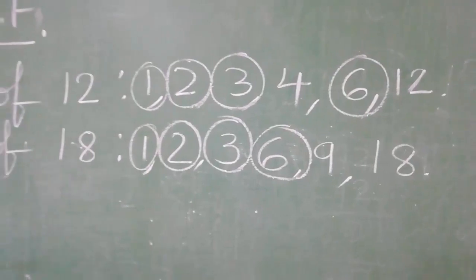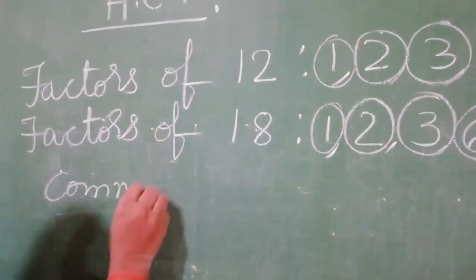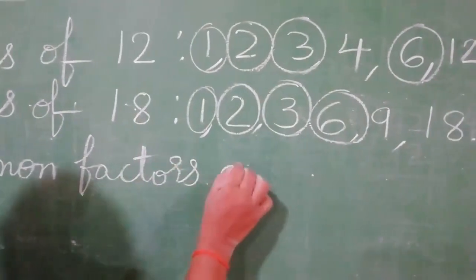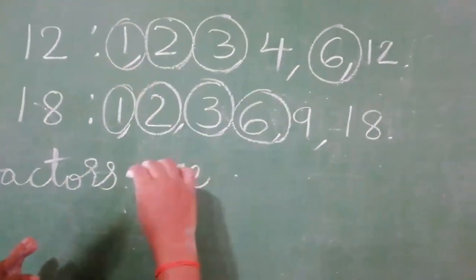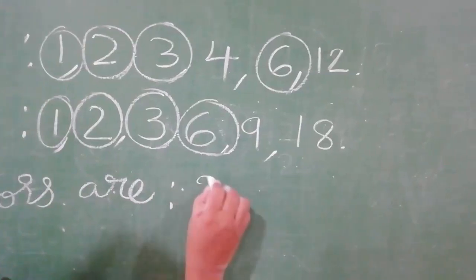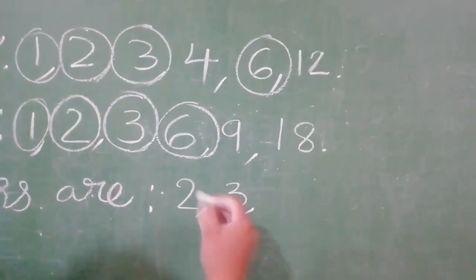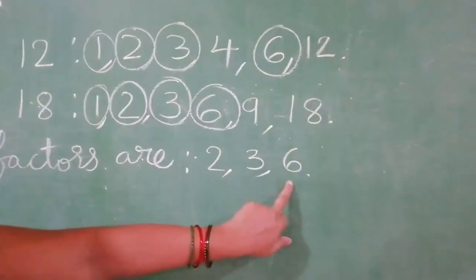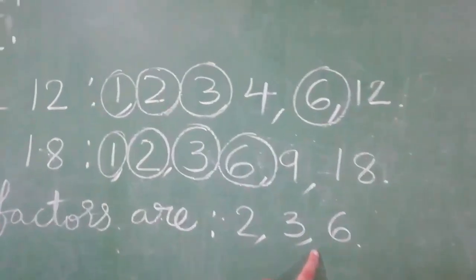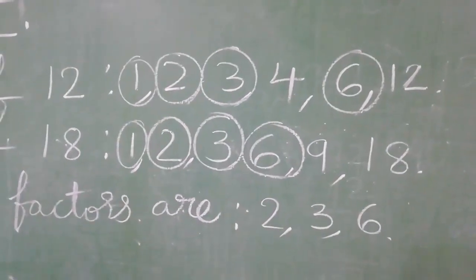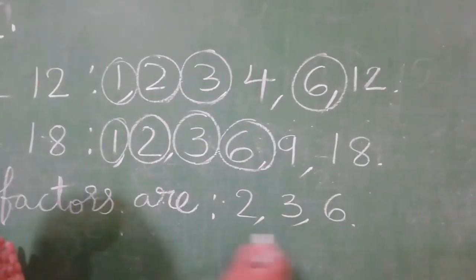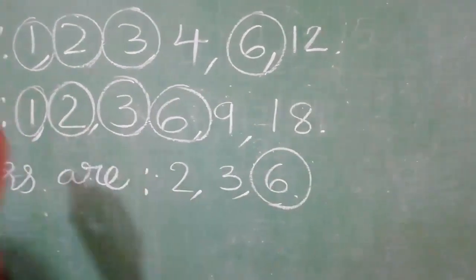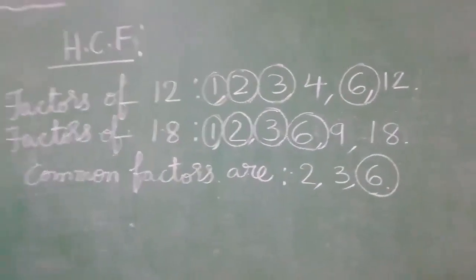Now we write the common factors. What are the common factors? Yes, 1, 2, 3, 6. In these common factors, which is the highest number? Yes, 6 is the highest number.